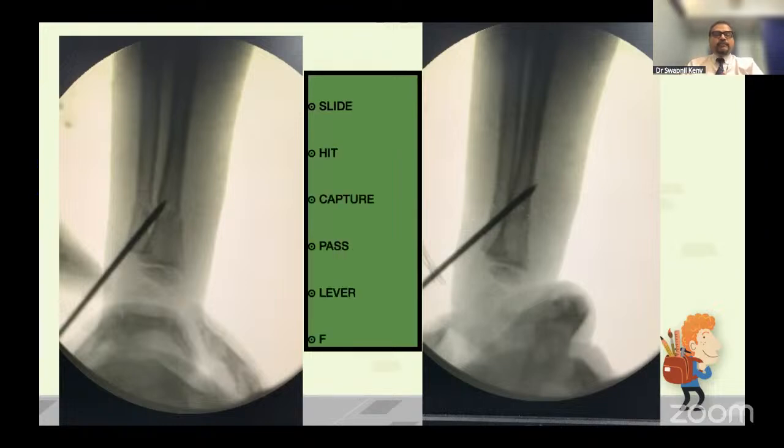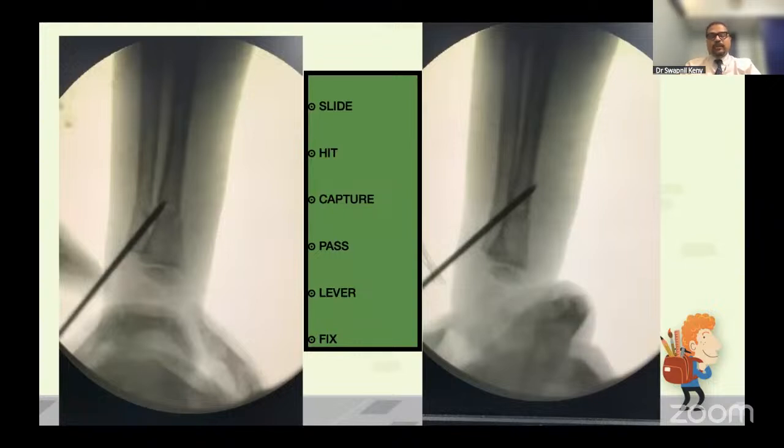So it's a very simple maneuver which I do when you slide the pin into the distal fragment. First, you hit the distal cortex of the distal fragment. You move your pin proximally and try and capture the distal cortex of the proximal fragment. You pass your wire inside the canal of the proximal fragment. You lever the proximal fragment over the distal fragment and eventually you fix.